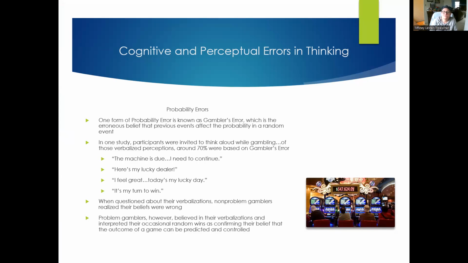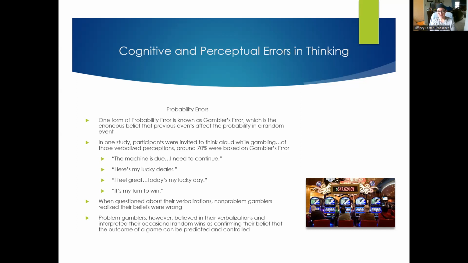One form of probability error is gambler's error, right? So this is the false belief that previous events affect the probability in a random event. So what has happened before has an effect on the chances of something happening now. So we had a study where they took a bunch of gamblers, a bunch of people playing slots and roulette and blackjack and things like that. And they had them voice their thoughts as they're gambling, to say their thoughts out loud. And like 70% of these vocalizations were based on gambler's error.